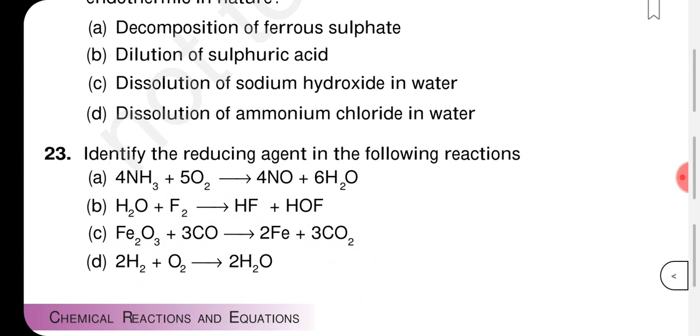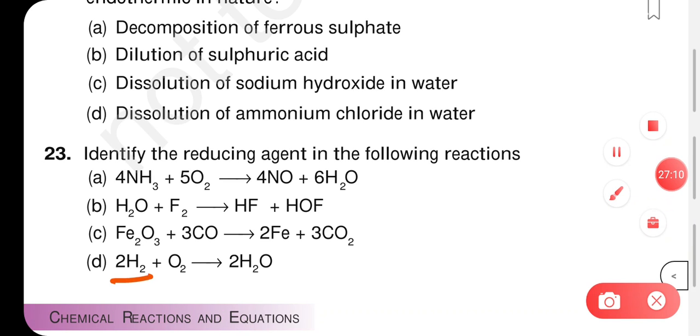Okay, now moving on to the next question. Here it is given that 2H2 is reacting with oxygen. So what is happening? Which one will act as a reducing agent? The one that is getting oxidized. There is addition of oxygen. So in which one is there addition of oxygen? You see, in hydrogen there is addition of oxygen. So hydrogen will act as a reducing agent.